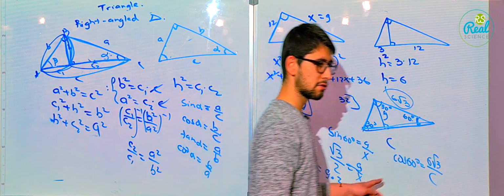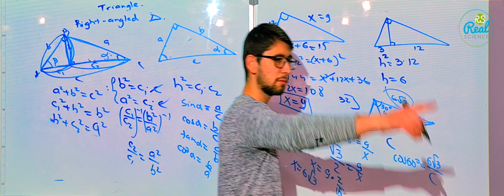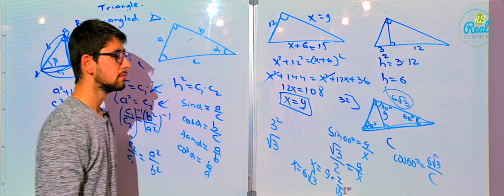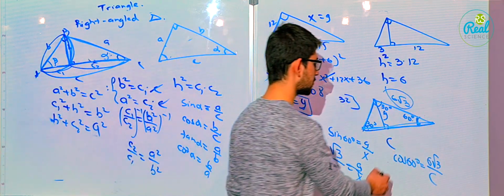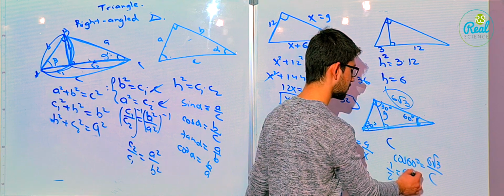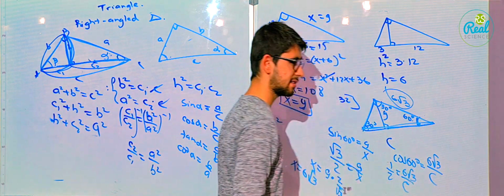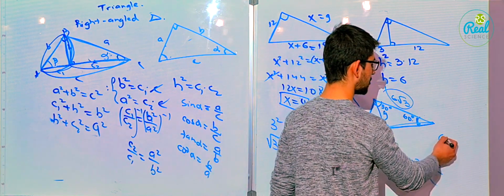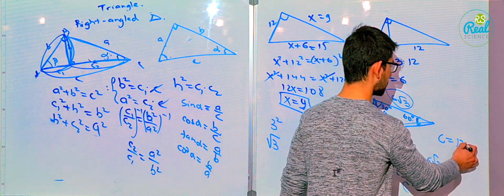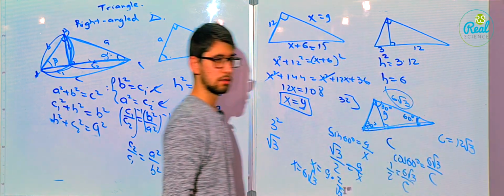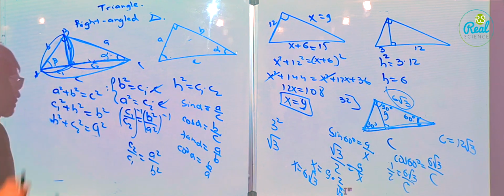Can you tell me the measure of cosine 60 degrees, Jamaluddin? 1 over 2, right? 1 over 2 equals 6 under root of 3 over C. To find C, you cross multiply and your hypotenuse is 12 under the root of 3. Okay? Copy.